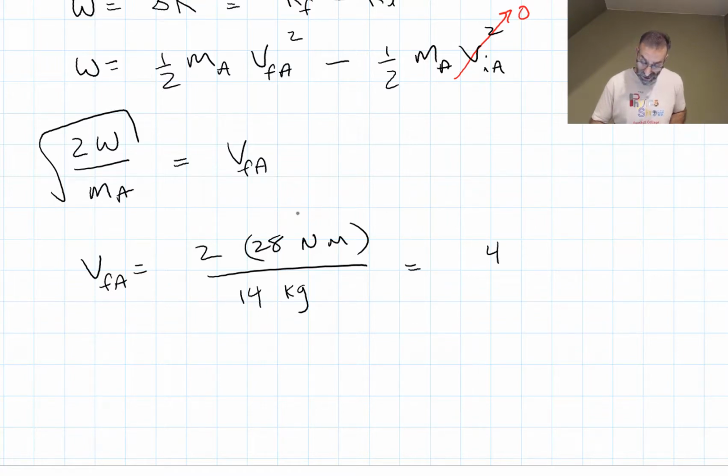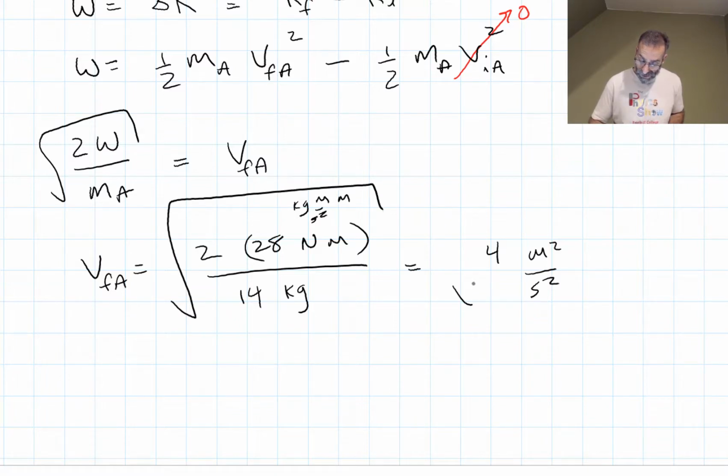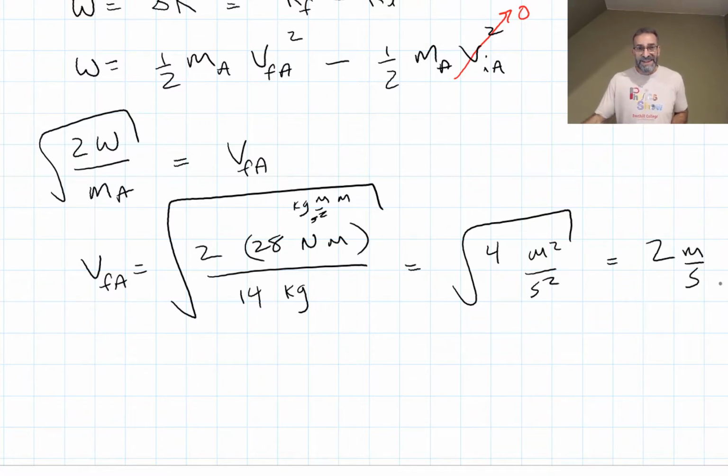And a Newton is a kilogram meter per second squared, and there's a meter there. So this is going to give me meters squared per second squared. Wait a minute, that's not velocity. Oh, I forgot to take my square root. There we go. That's better. 2 meters per second. So sometimes carrying units along helps you catch a silly error. All right, so we know our final velocity of cart A now.